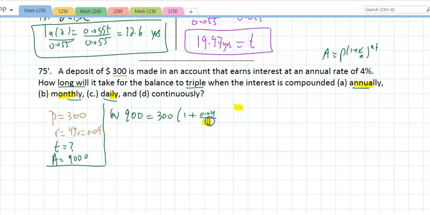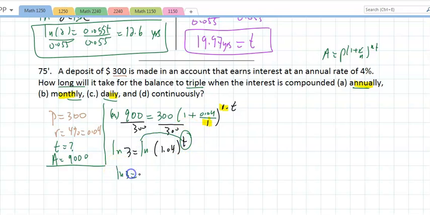So yearly, I put a 1 in there, raised to the nt, raised to the 1 times t is what I'm looking for. This is an exponential equation. I isolate the exponential by itself, so I divide by 300. I'll get 3 to equal 1.04, in this case raised to the t. I would log both sides, no big secret. We're going to use ln. Properties of logs, this moves up front. Natural log of 3 equals t times natural log of 1.04.